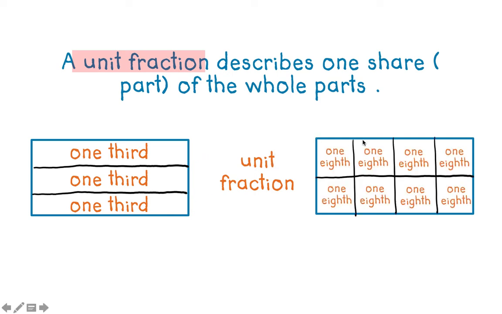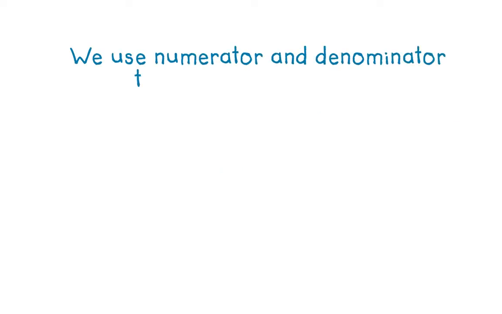While this rectangle is divided into 8 equal parts. 1, 2, 3, 4, 5, 6, 7, 8. So this one is a unit fraction, unit 1/8. We use numerator and denominator to describe a fraction. I repeat this one again. We use numerator and denominator to describe a fraction.